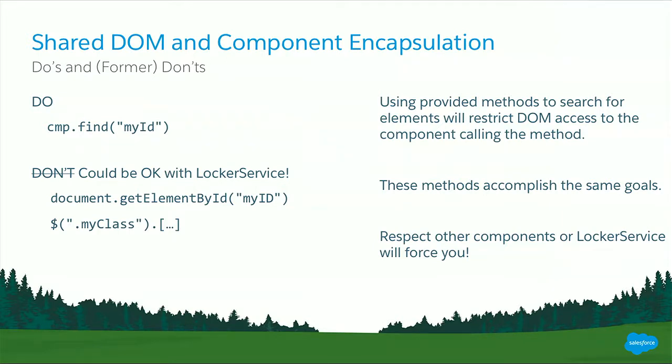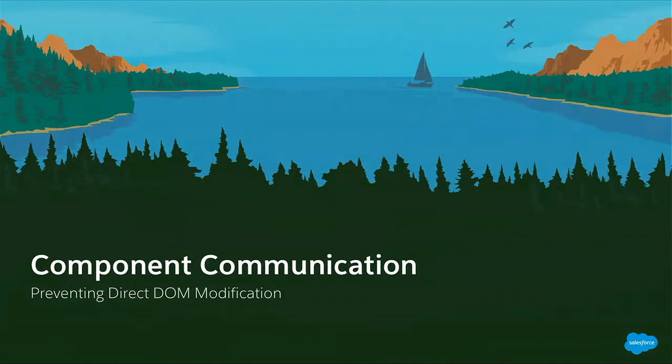But let's take a look at what just happened, right? The old documentation we used to have said only use component.find because that will respect our sandbox. But before Locker Service, if you use document.getElementById, we run into the issue we just demonstrated. So this is the old documentation. Now we can do this just fine, provided you're on API v40, and we are good to go.